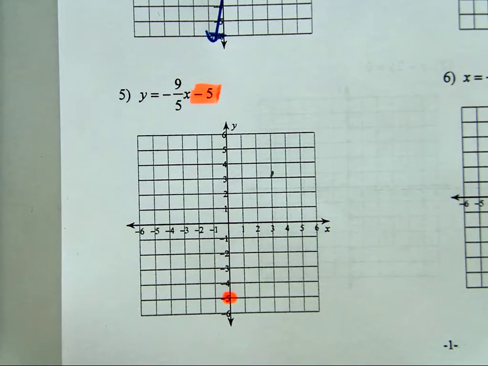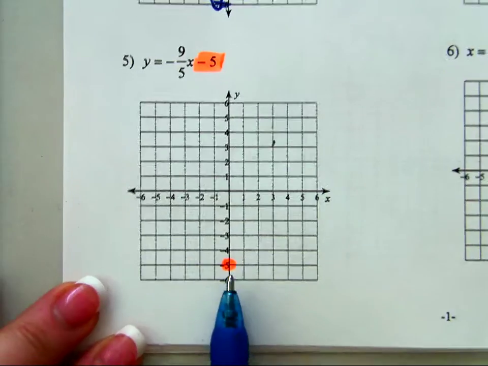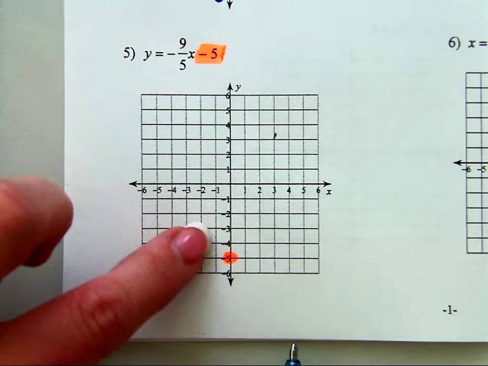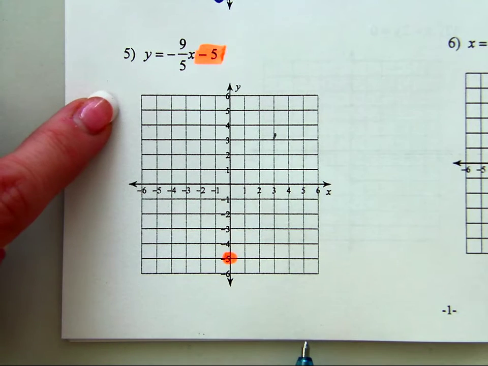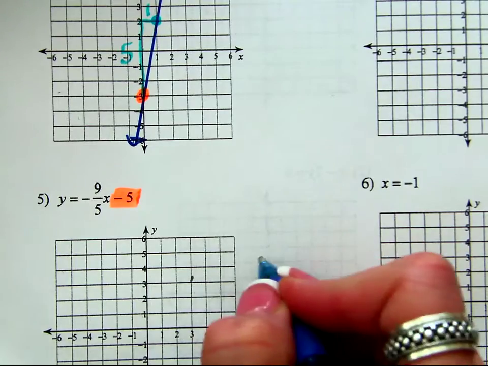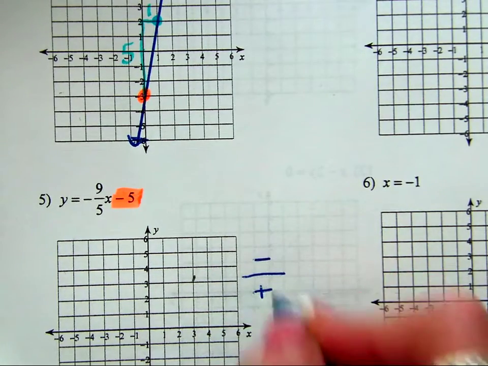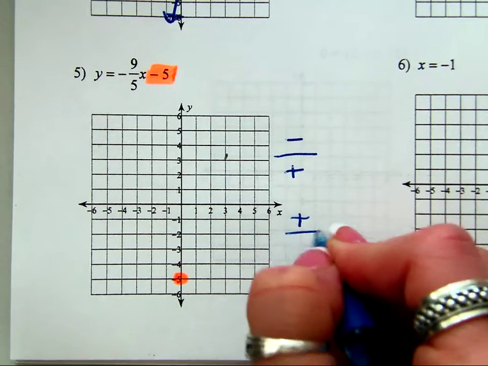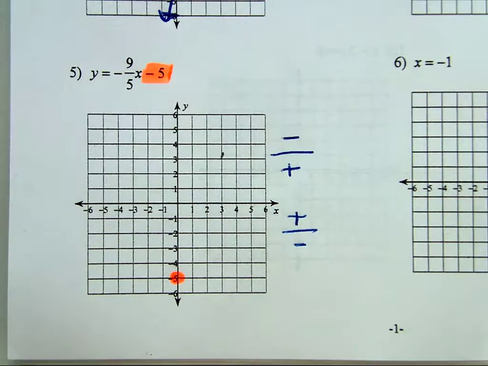If I could go down 9 and over 5, it would be like right about here, which would mean to get to the other point, I shouldn't go down and right. I should go up and left, right? I want to show you this. If I go down and then right, isn't that the same as going up and then left? Aren't they both negative slopes? It's just the direction I chose.